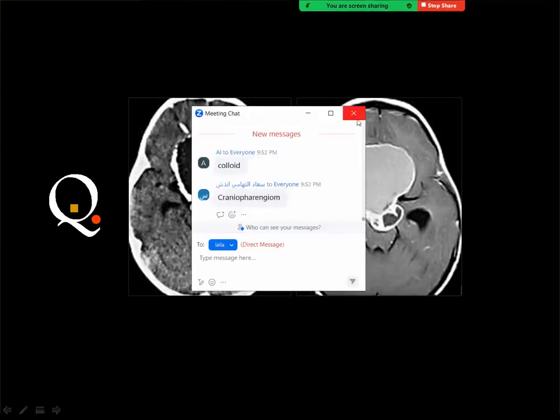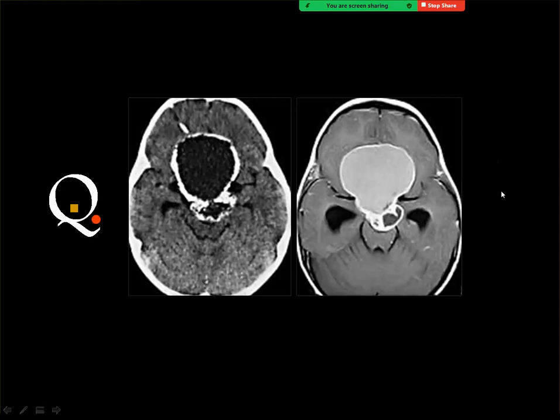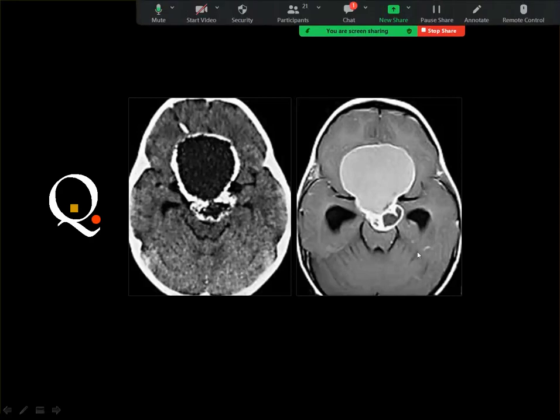No, and yes, finally, this is the craniopharyngioma. This is a suprasellar area. In spite of the axial image, you can feel that this is a suprasellar lesion, and it has a cystic component and calcification. On MRI, you can see some solid component which shows some contrast enhancement.